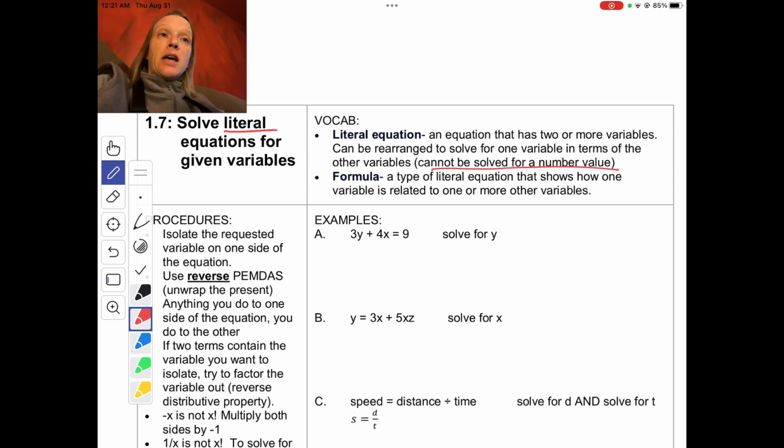The most common types of literal equations that you're likely to come across are formulas. And formulas show how one variable is related to one or more other variables. Like, for instance, the formula for the area of a square or a rectangle is the length times the width. So area equals length times width. I haven't given you any numbers there. I've just given you a bunch of variables. Area equals length times width. And you can't solve this for a number unless I actually give you 2 out of the 3 numbers.